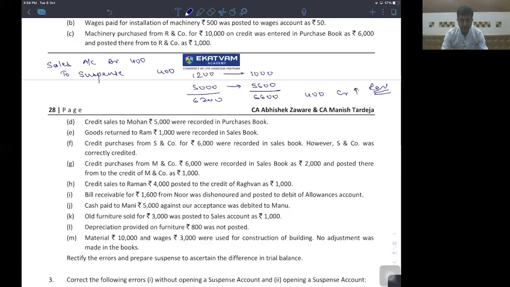My correct entry should have been machinery account debit to cash account 500. My wrong entry is wages account debit 50 to cash account rupees 500. And therefore, my rectifying entry in this case will be machinery account debit 500 to wages account 50 to suspense account 450. Am I right?